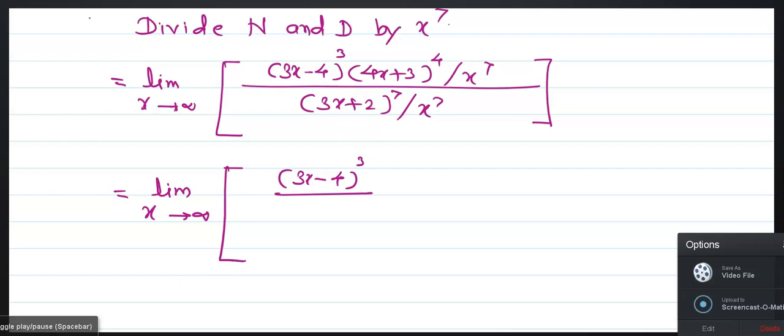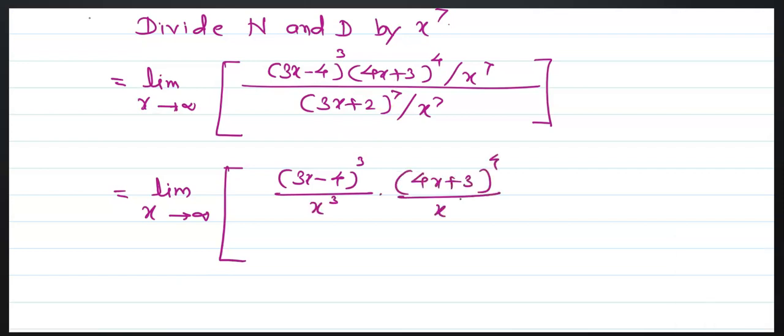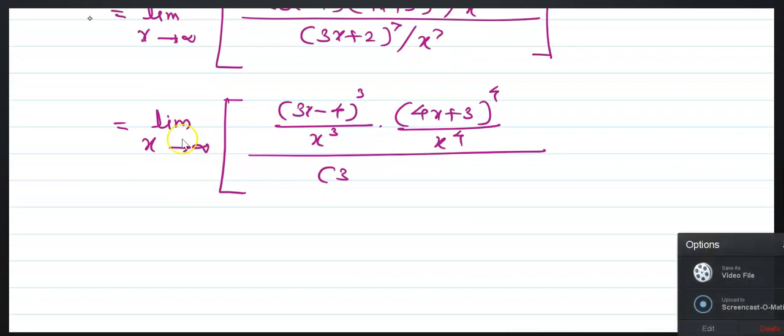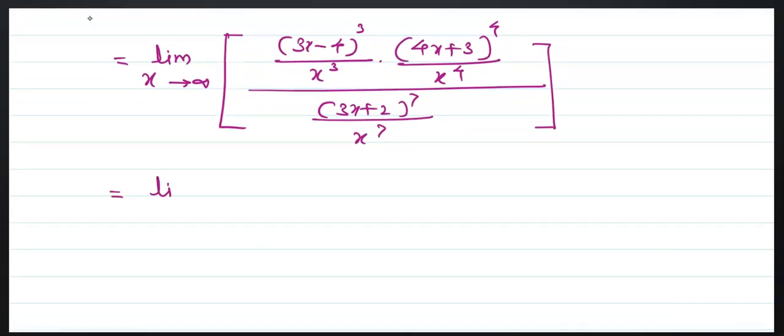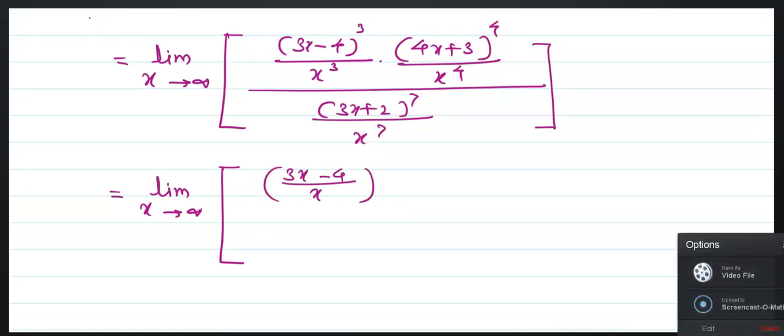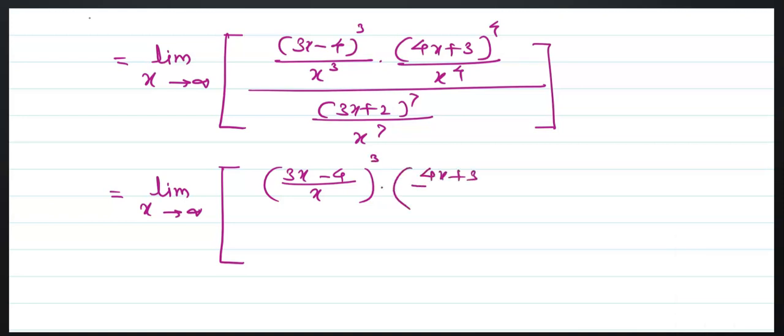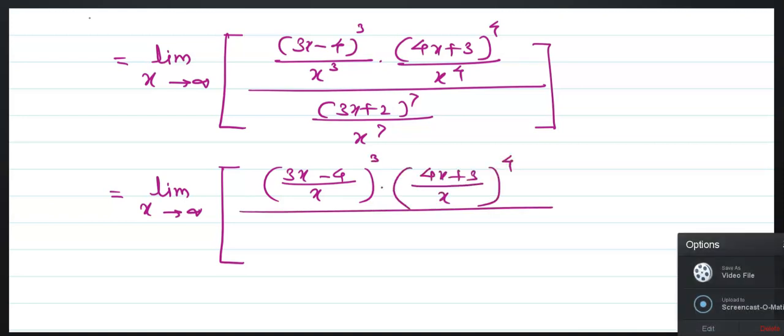Therefore, limit x tends to infinity (3x − 4)³ upon x³ into (4x + 3)⁴ upon x⁴ upon (3x + 2)⁷ upon x⁷. Therefore, limit x tends to infinity ((3x − 4) upon x) raised to 3 into ((4x + 3) upon x) raised to 4.